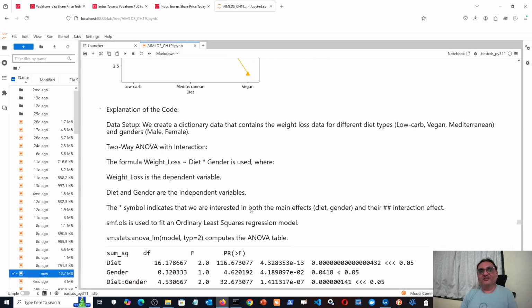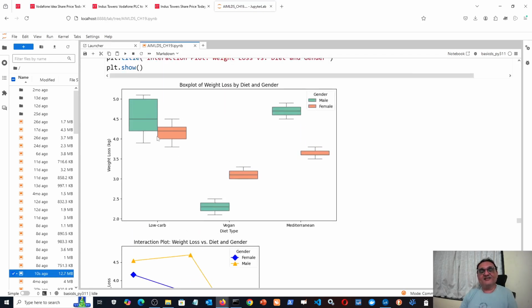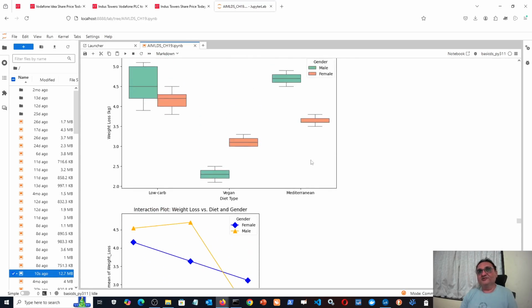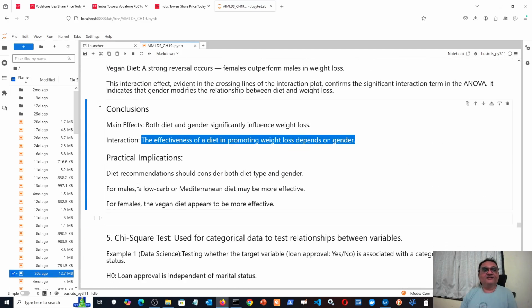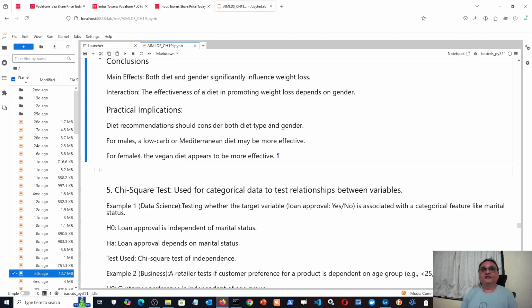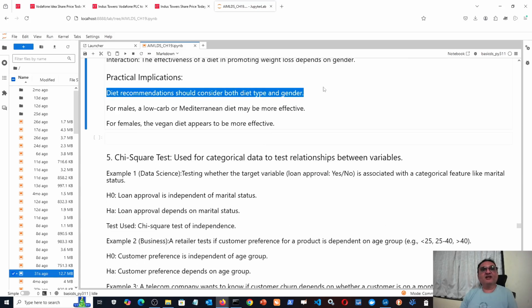That is clear from this interaction, and also from this box plot, that how effective a given diet is does depend upon gender, because you can see a marked difference between the weight loss for the same diet but for two different genders, right? So what are the practical implications?